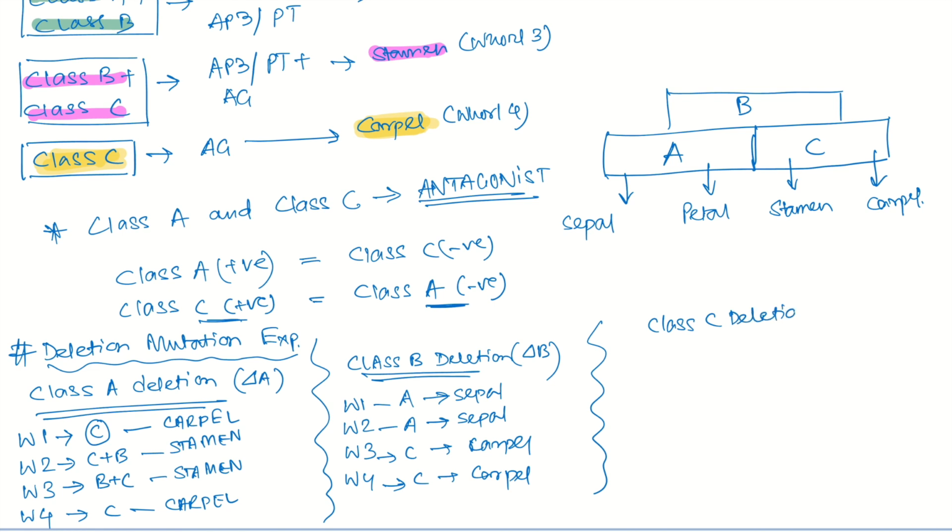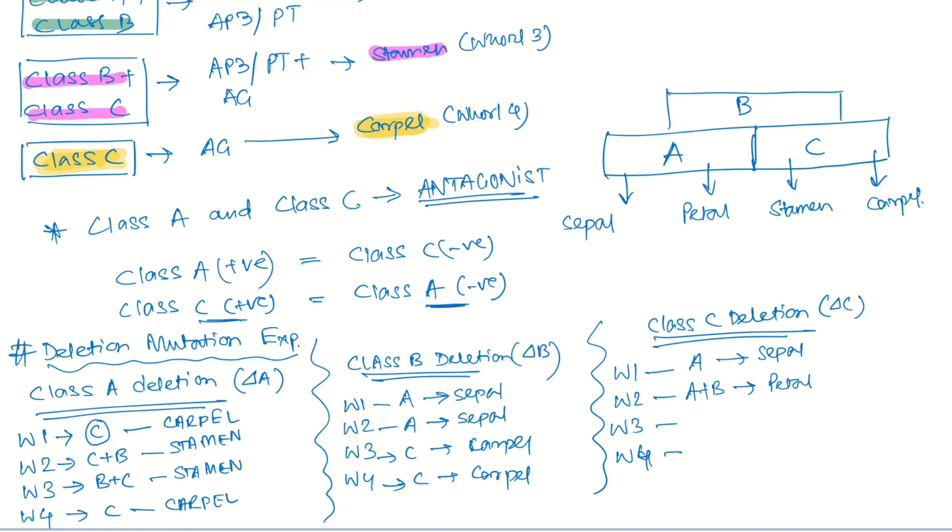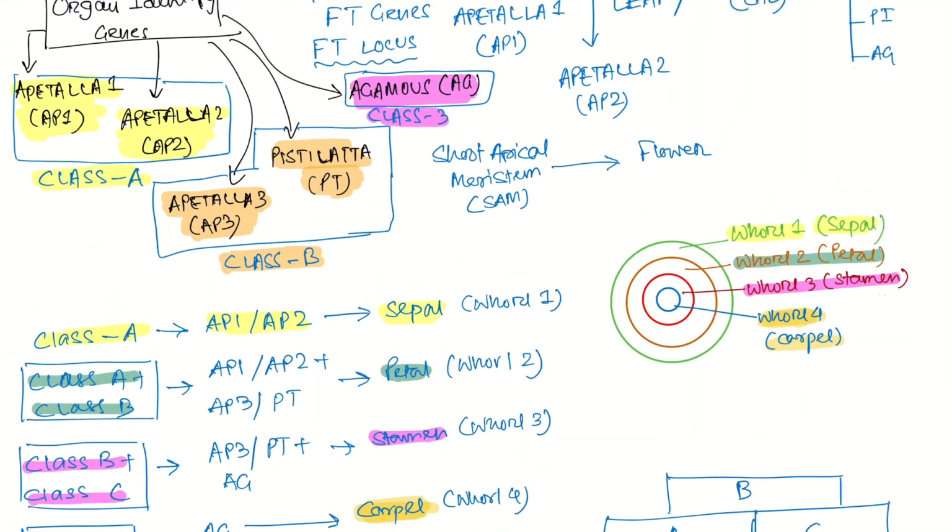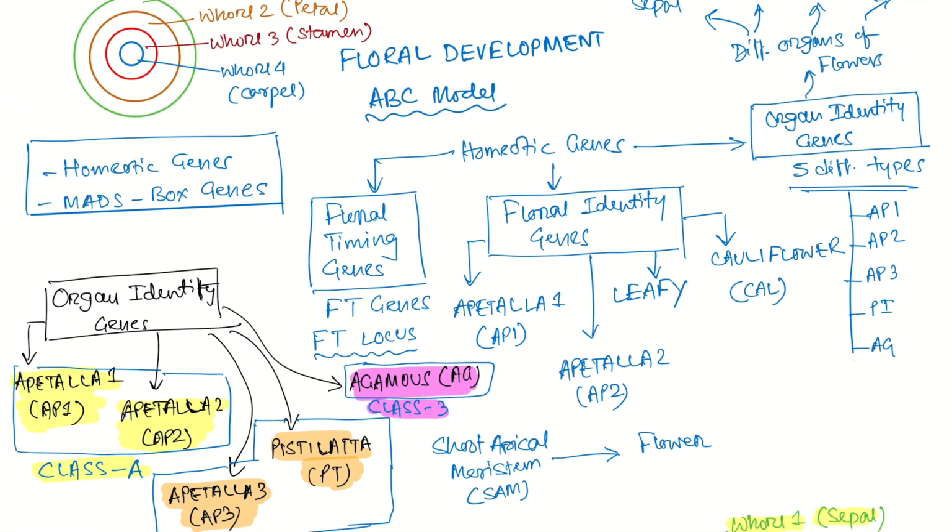And in the class C deletion, in whorl 1 A will be present obviously, so that will develop into sepal. In whorl 2, petal, and in whorl 3 again A plus B, because C is absent means A is present, so that is a petal. And in whorl 4 again C is absent means only A is present, so sepal. So that is the thing about the ABC model.